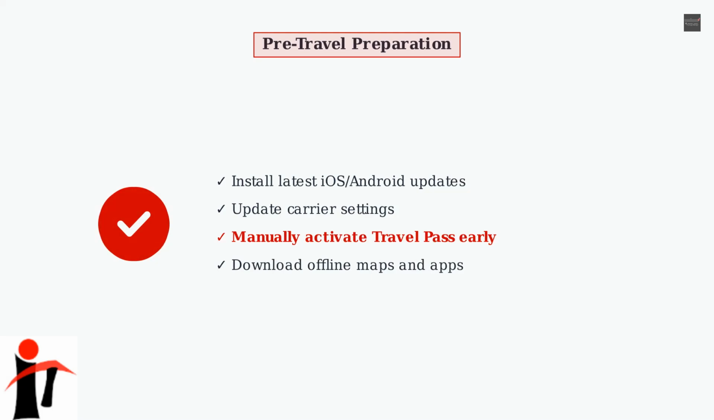Proper preparation before you travel can prevent most Travel Pass issues. Start by installing the latest operating system and carrier updates on your device, and consider manually activating Travel Pass 24 to 48 hours before departure.